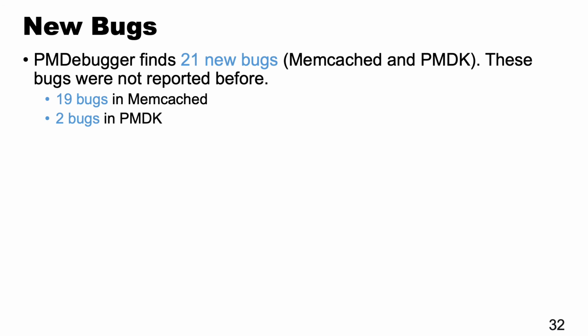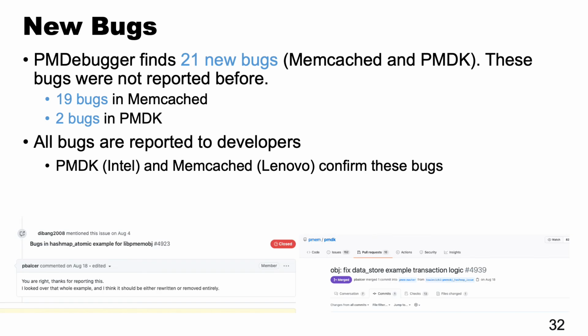In addition, PM Debugger found 21 new bugs in Memcached and PMDK. These bugs were not reported before. All bugs are reported to developers, and the developers confirmed the bugs.